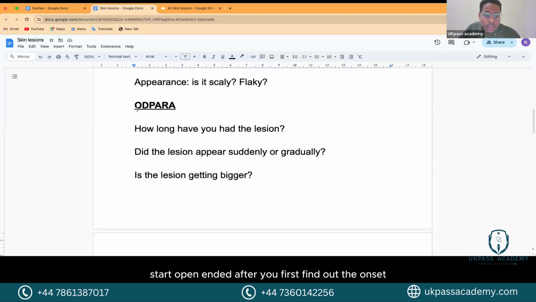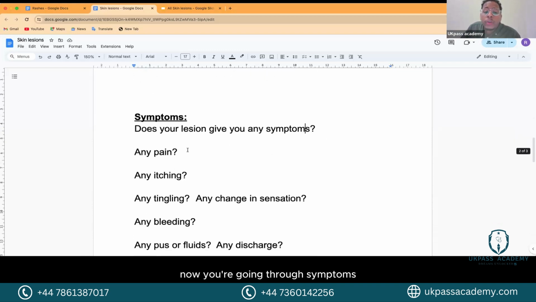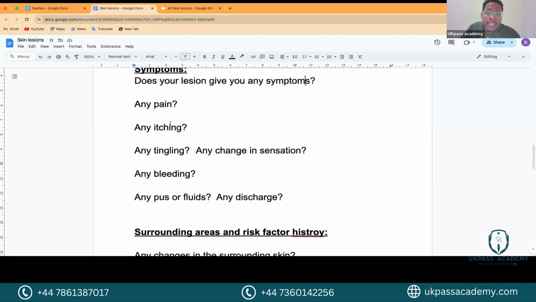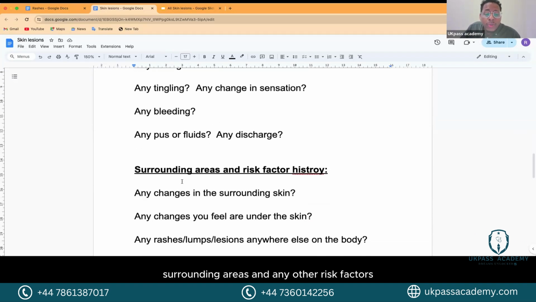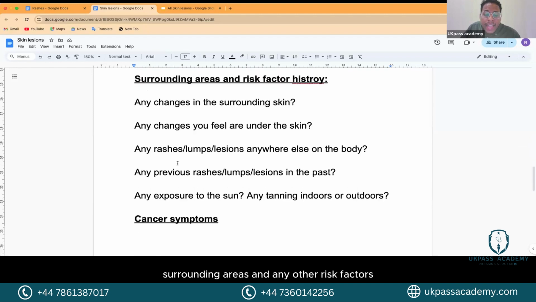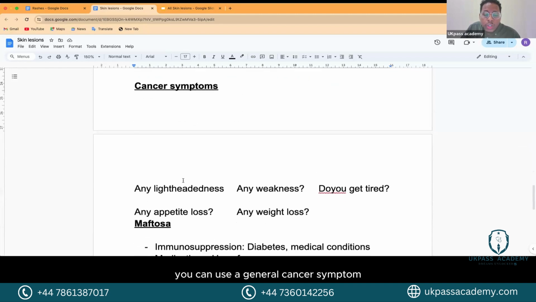After you first find out the onset, duration, and progression. Is the lesion getting bigger? If you've done that, you're halfway through. Now you're going through symptoms. Symptoms of the lesion, surrounding areas, and any other risk factors. You can use a general cancer symptom systemic approach. Have you had any lightheadedness, any weakness?